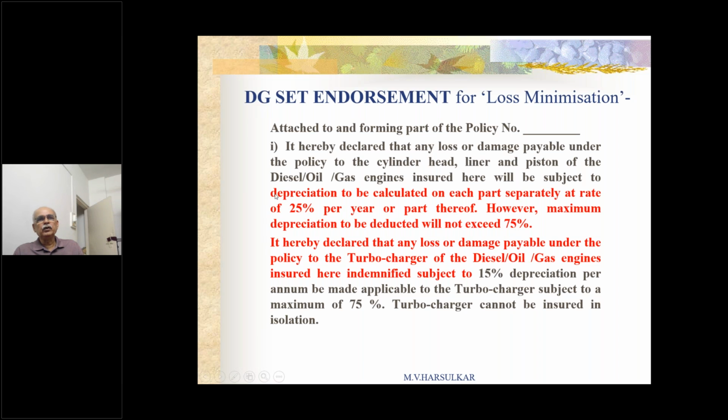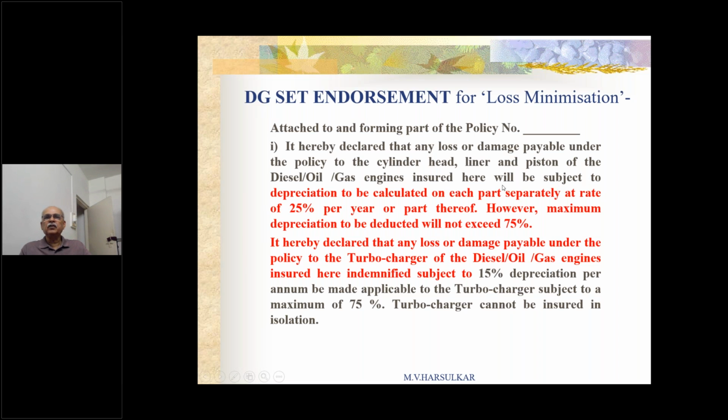Now, if these wordings are not there, then you don't have any scale for cylinder head, liner, piston. Then what depreciation will you apply? You can't apply 15%, because 15% depreciation per annum is applicable to turbochargers only. So here, although it is saying depreciation is to be there for these parts, there is no scale mentioned. So there can be disputes.